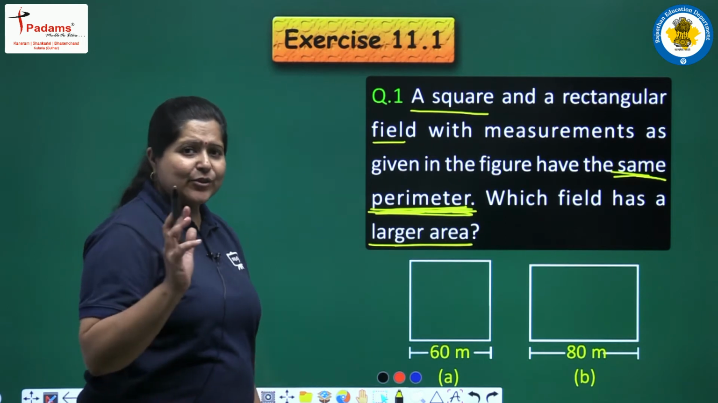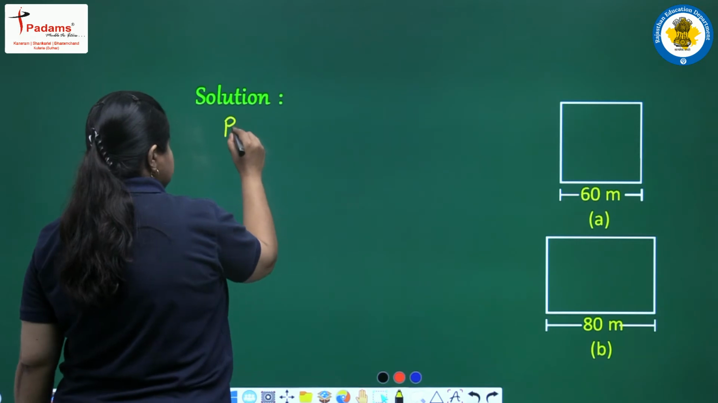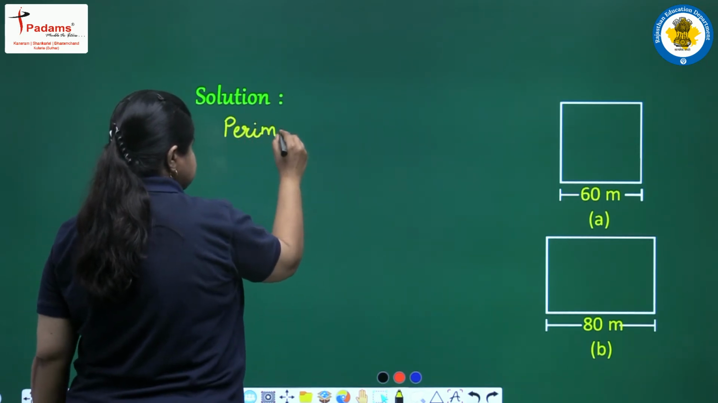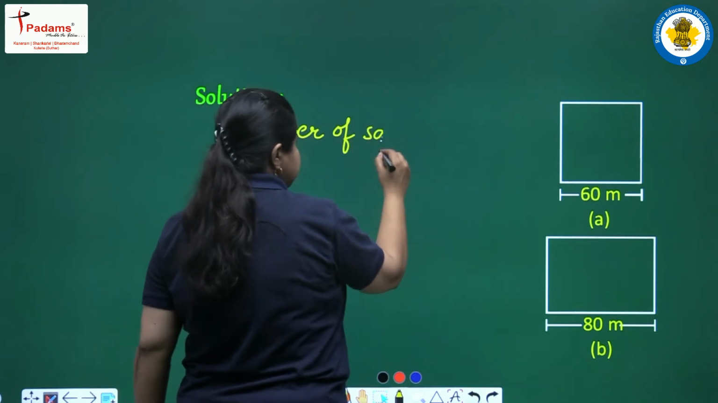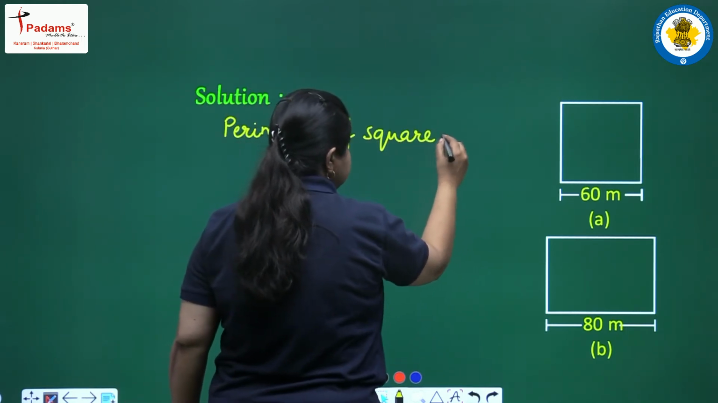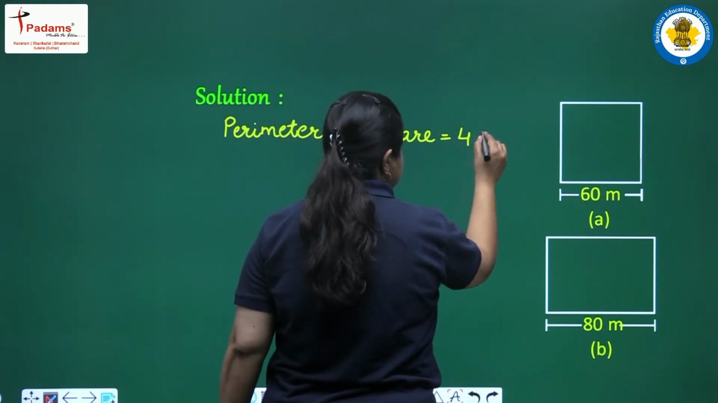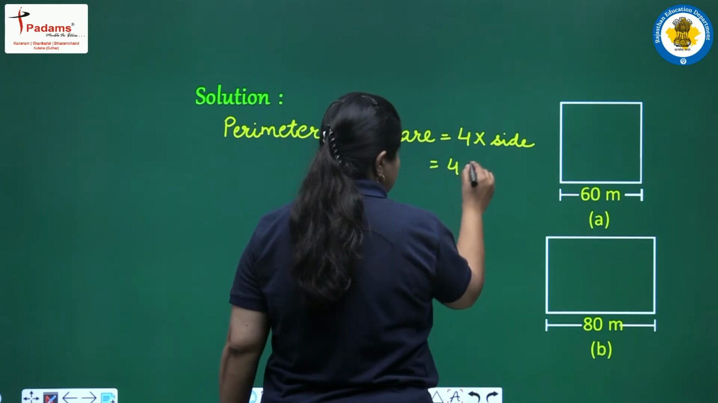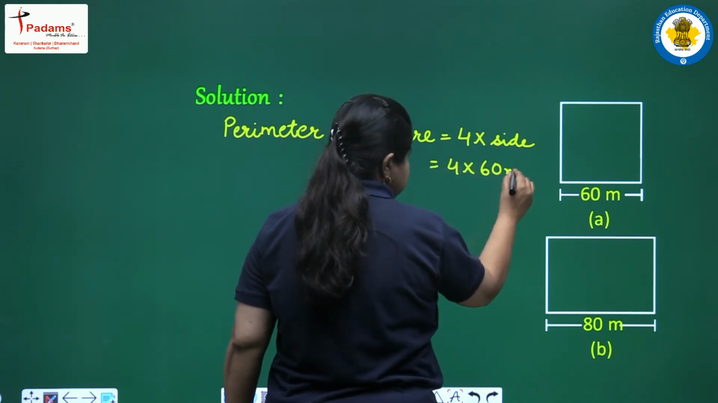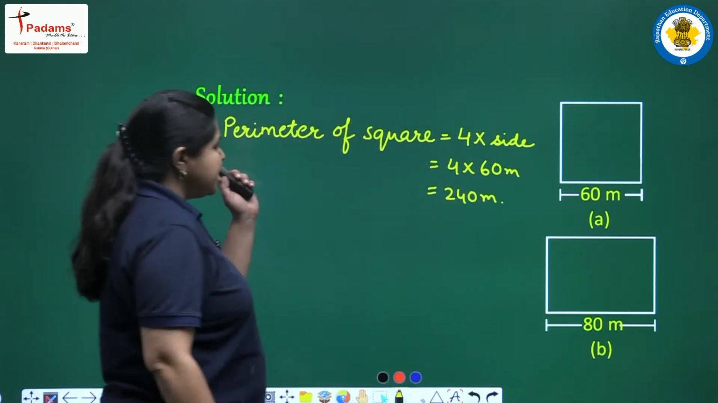So we begin the solution here. First we will find the perimeter of square. And you can always try to do these questions on your own. Pause the video, first try to do it on your own. It is given by 4 into side and this will be equal to 4 into 60 meters equal to 240 meters. This is the perimeter of square.